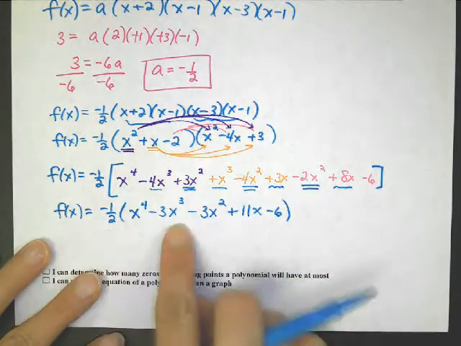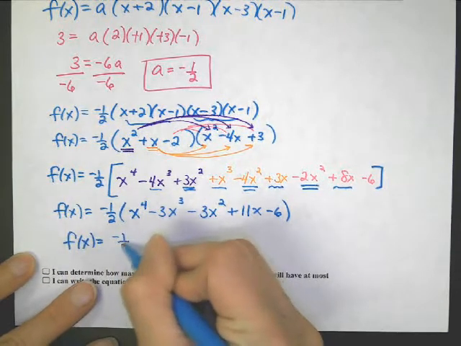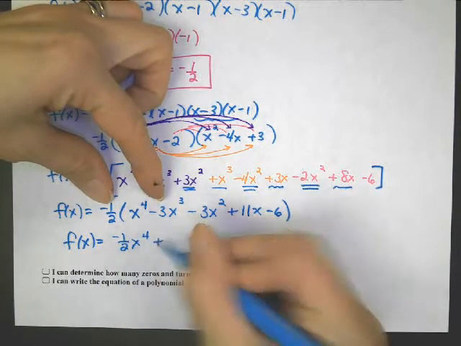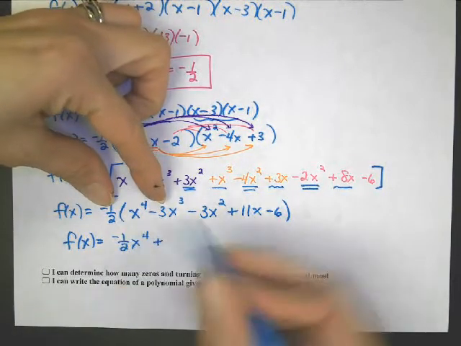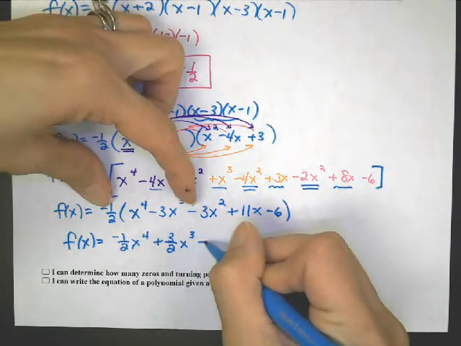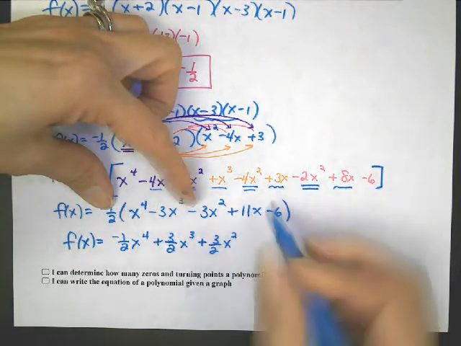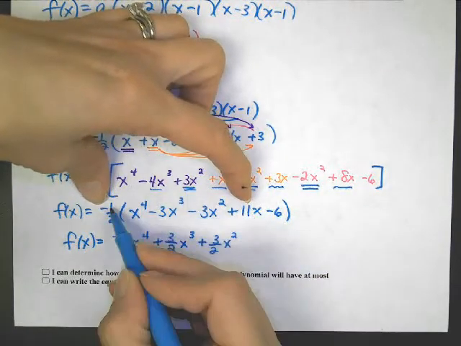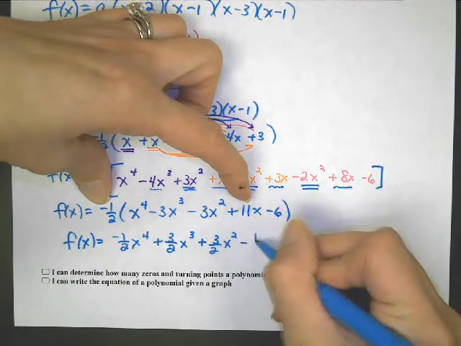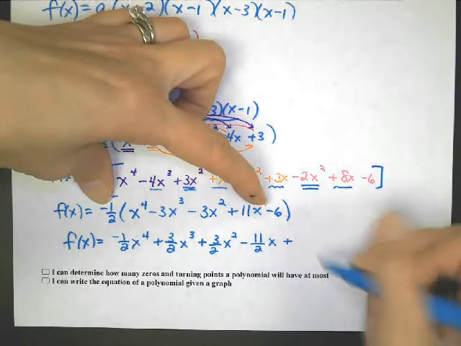Okay, now distribute the negative 1/2. Final answer is negative 1/2 x to the 4th. Negative times negative is positive 3 over 2 x cubed. Positive, again, 3 over 2 x squared. So if you have a number, you times it by the 1, and you put it over 2. That's going to be negative 11 halves x, and that's going to be plus 3.